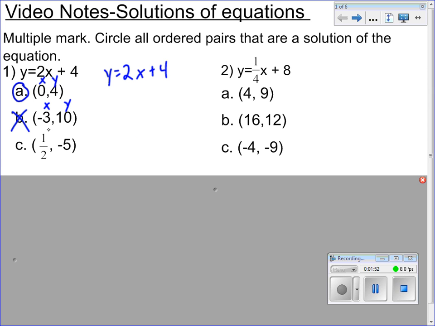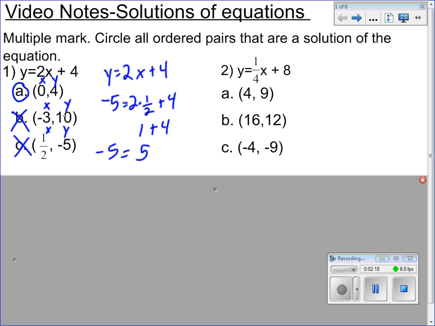And then finally C, again this is x, this is y, so we have negative 5 equals 2 times 1 half plus 4. Well, 1 half of 2 is 1. 1 plus 4 is 5. Does 5 equal negative 5? The answer to that is no as well, so A is our answer.